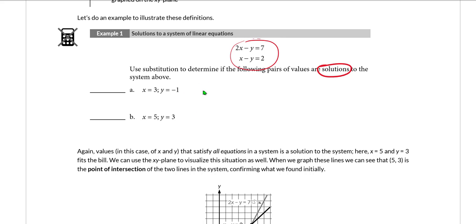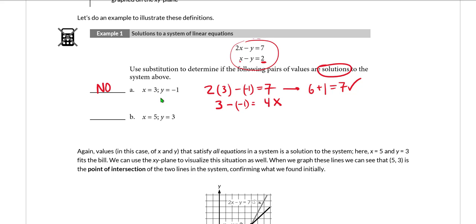So for example 1a here, I am simply going to plug the x value into the first equation, then the y value. So this equation becomes 2 times 3, which is 6, plus 1, minus negative 1 is plus 1. 6 plus 1 is indeed 7. So the first equation is satisfied. The second equation is going to be 3, that's the x, minus negative 1. That is 3 plus 1, which is 4. That second equation is not satisfied. I got 4. The second equation says I'm supposed to get 2.